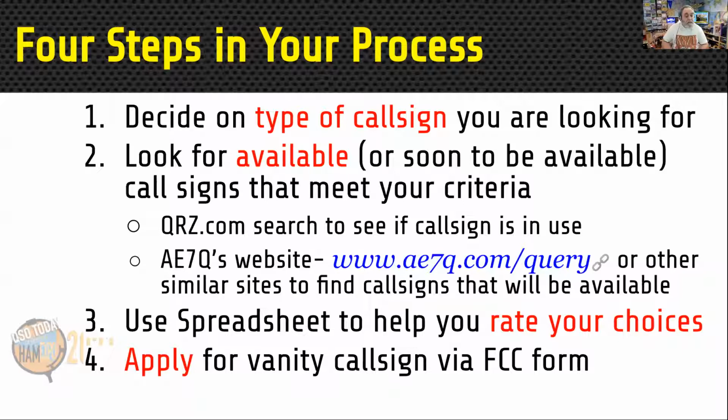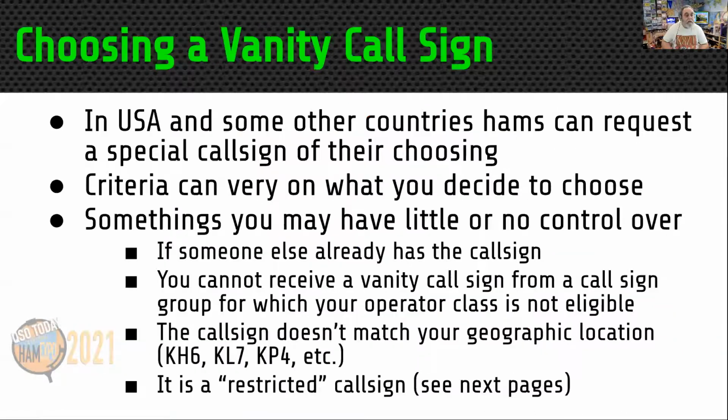Then you can use the spreadsheet which I've designed to help you rate your choices. Finally, when you've made your decision, you can apply for your Vanity call sign via the FCC form, or depending on your country, the route that's required for your individual country. In the USA and some other countries, hams can request a special call sign of their choosing.